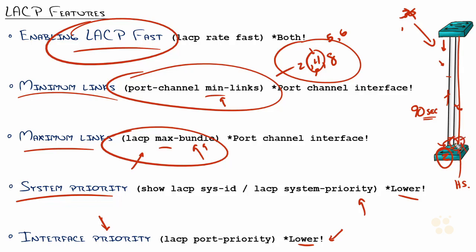Or these 2, whichever, however you want to configure it. That's what the interface priority is all about. So as you can see, it's a bag of tricks. You get that feeling, right?